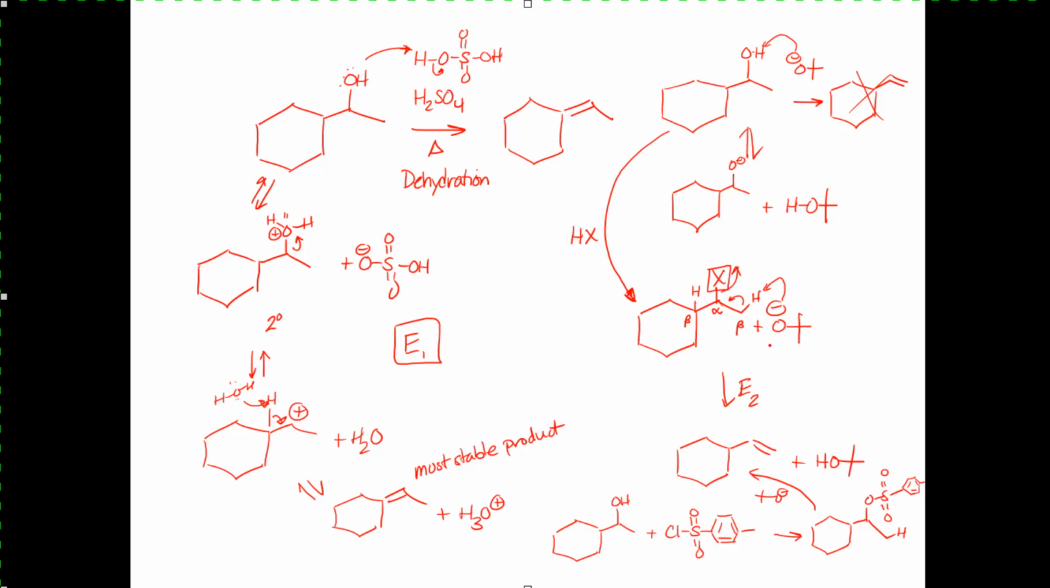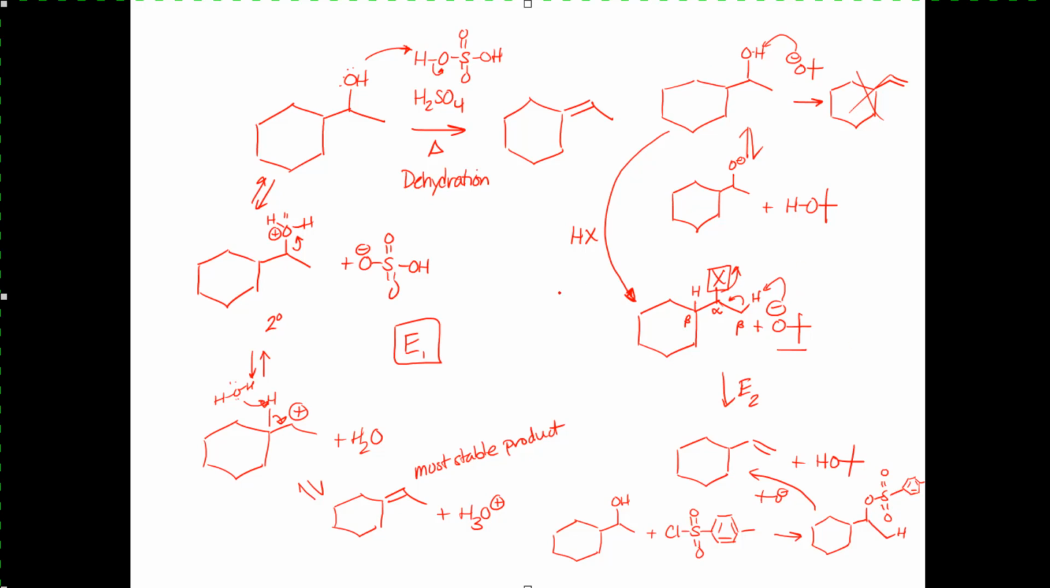So now I've got more than one way to do an E2 elimination. I could convert the alcohol, the OH group, into a tosylate ester, and then do E2 on it. I could also just convert the OH group into a halogen. But the critical part here is that tert-butoxide can only be used with a halogen or with the tosylate ester.